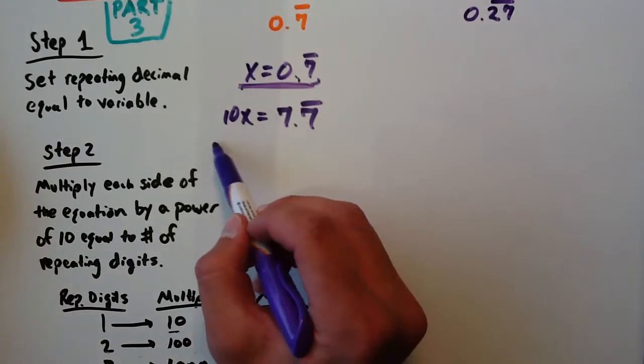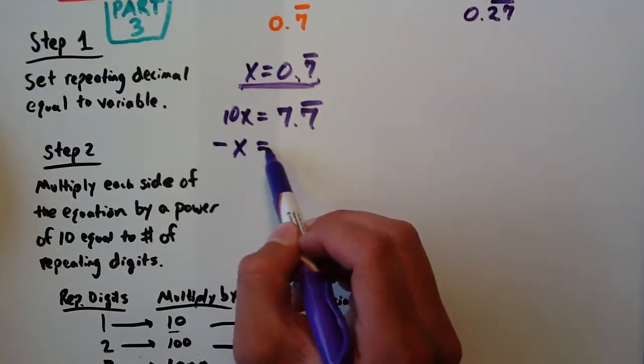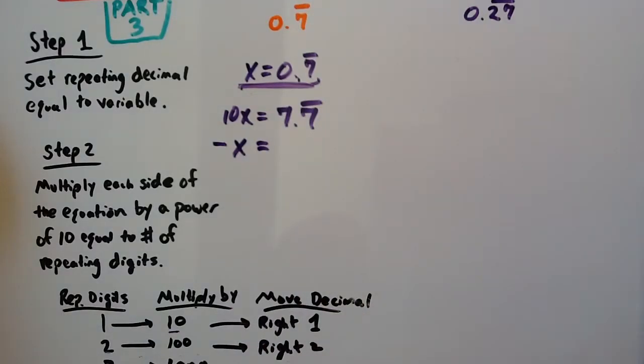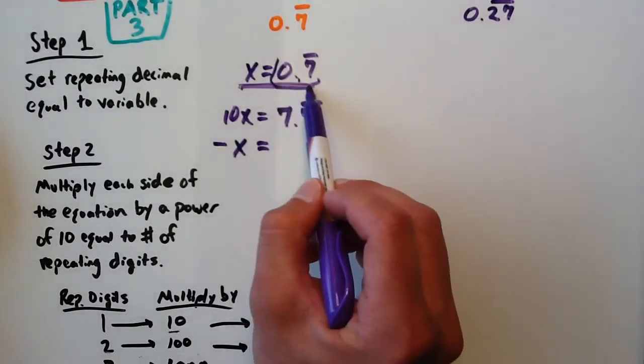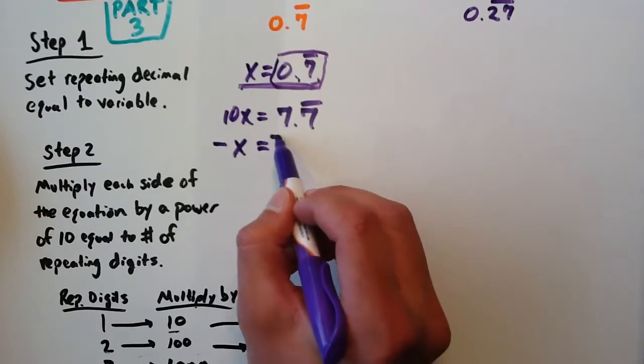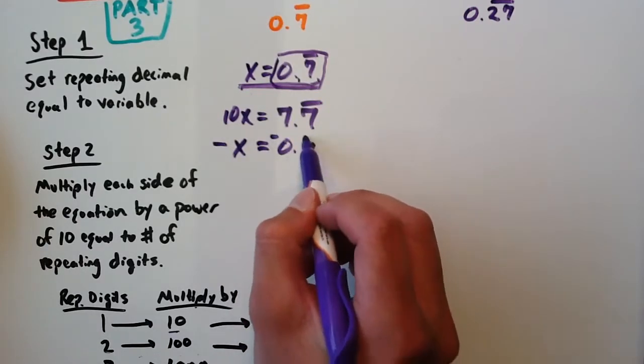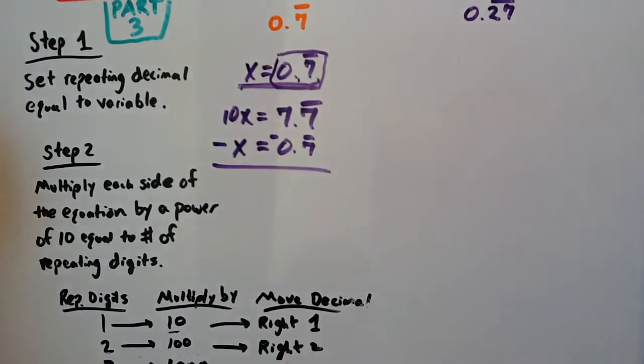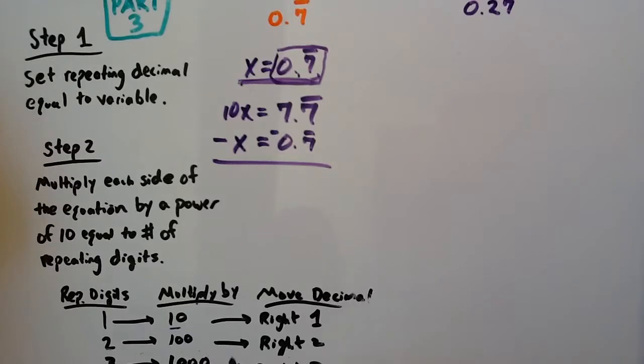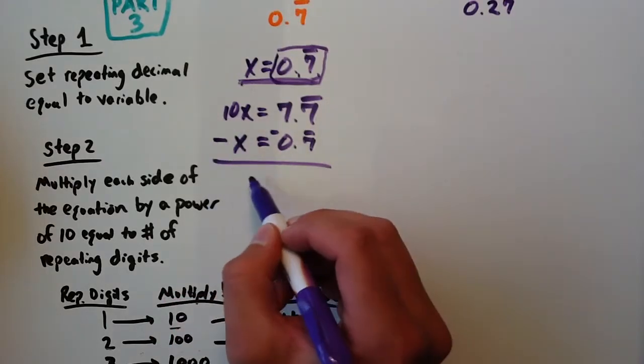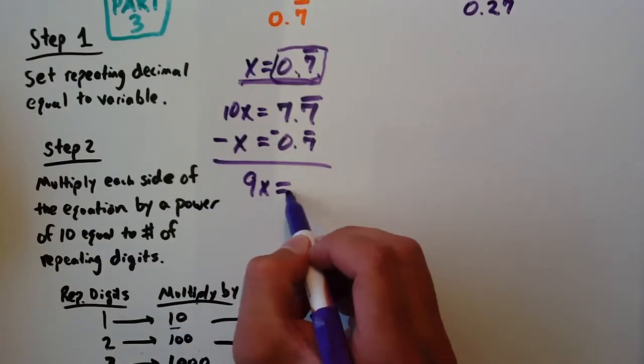So I subtract the left side by x, and I subtract the right side by x. And x is this. x is 0.7 repeating. So I'm subtracting the equation by the same thing. I'm subtracting the left side by x and the right side by x. When I do that, 10x minus x, that leaves me with just 9x.